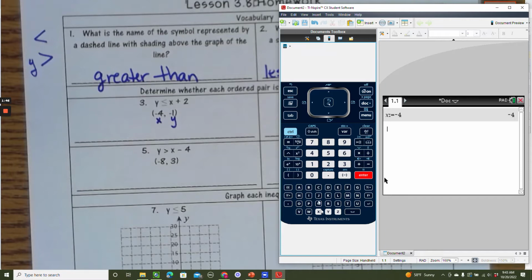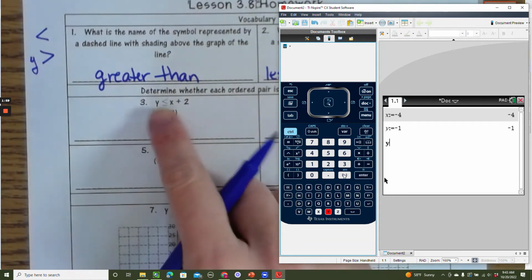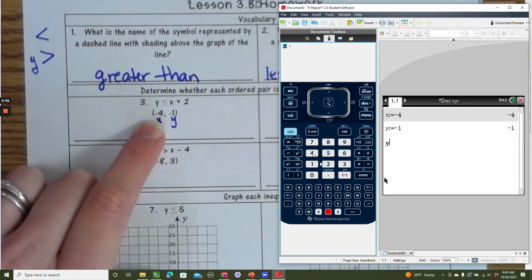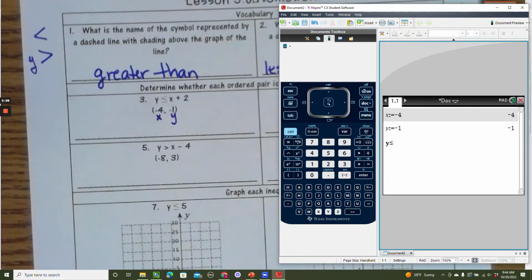And we do the same thing. Y, and then control, and the key next to the 9. And this one here, it's a -1. Then we type this in. So Y, now to make that symbol, control equal brings up all the inequality symbols, so you can just kind of match it up. X plus 2, and you hit enter.